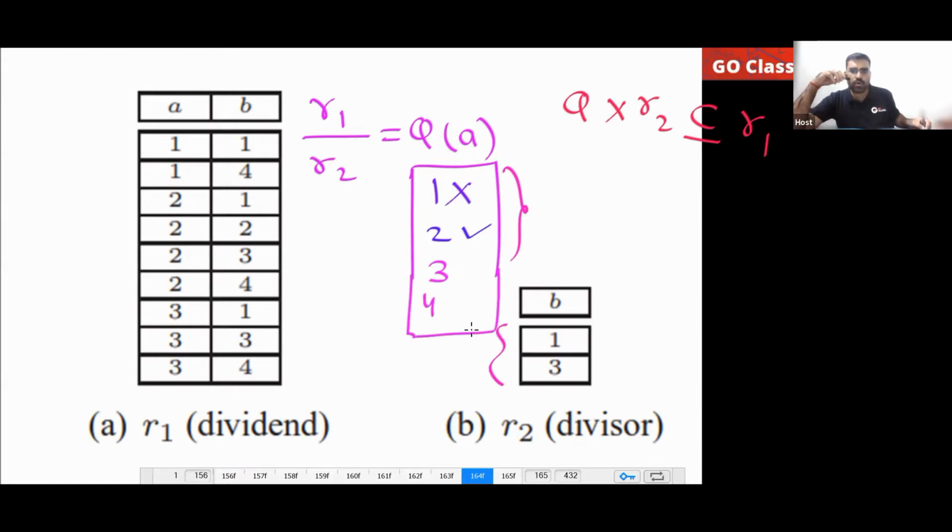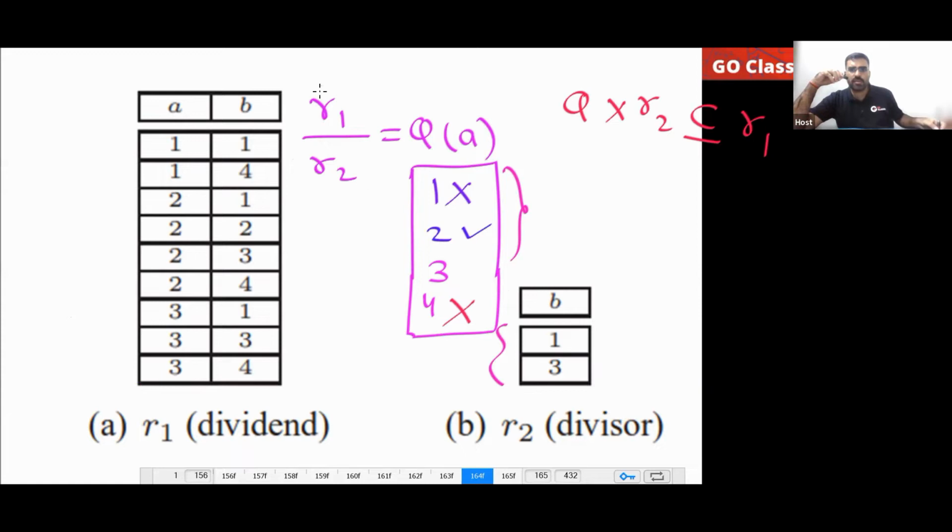Can I put 4? No, because 4 1 is not there. Can I put 5? No, 5 1 is not there. So finally I can say I cannot put anything else.